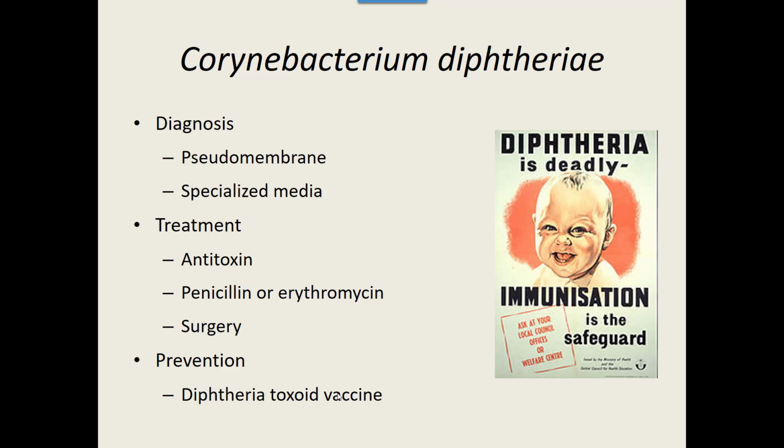Your best bet is to not get this in the first place, and we have a vaccine for it. It's the diphtheria toxoid vaccine. It is the D in DTaP. Since we have developed the vaccine, we have only had 12 cases of diphtheria reported in the United States in the last 15 years, so that's less than one case a year.